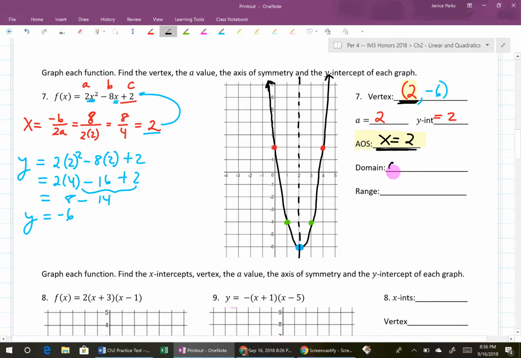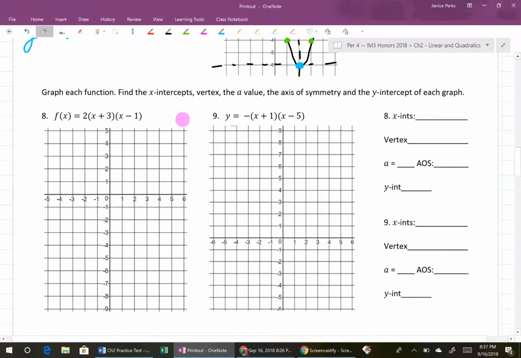The domain, all real numbers. And then the range is every point above the negative 6. So y greater than or equal to negative 6 is the range.